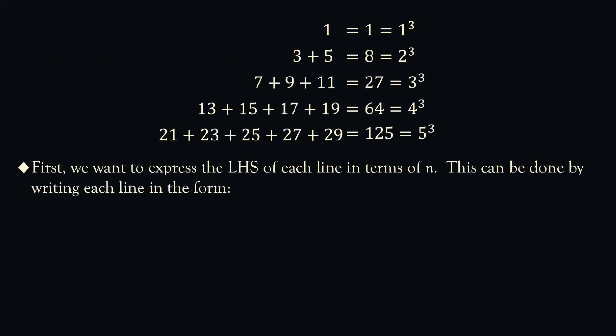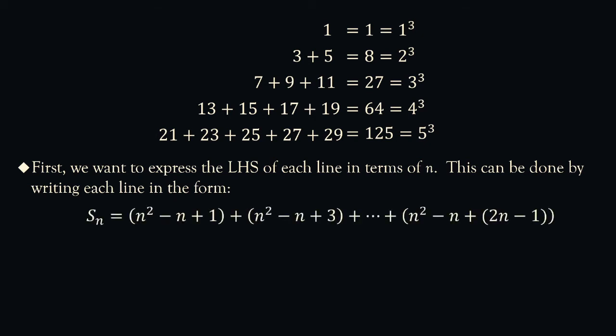So how can we use mathematical induction to see if this is true? Well, the first thing we want to do is to express the left-hand side in terms of n. This can be done by writing each line in the form S sub n is equal to the quantity n squared minus n plus 1 plus n squared minus n plus 3, going all the way up to the quantity n squared minus n plus 2n minus 1.